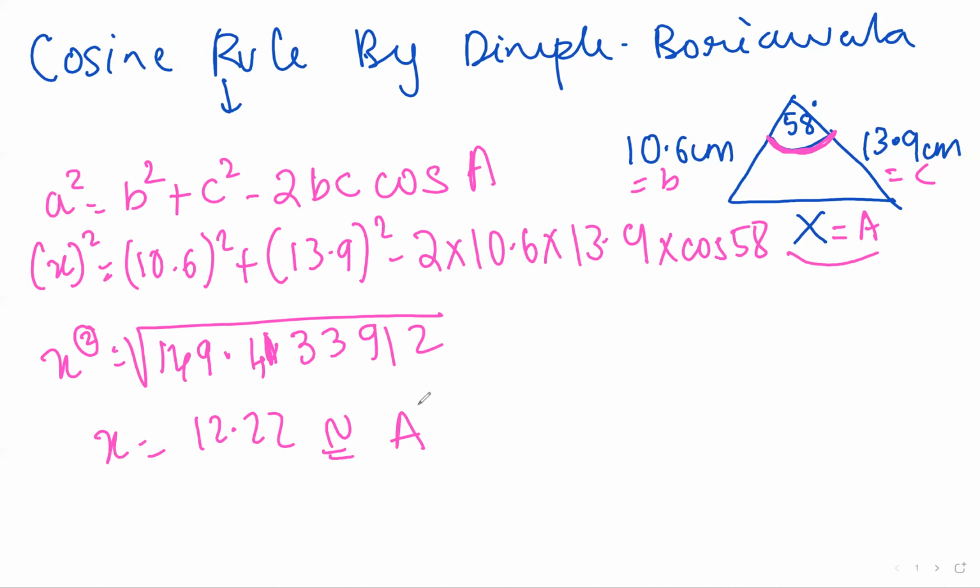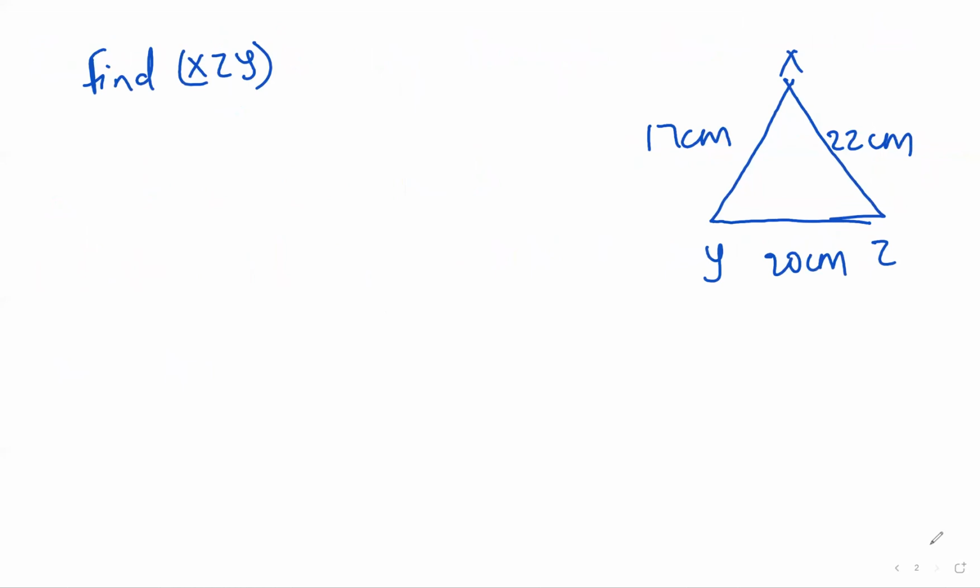Are you all with me? So x we got as 12.22 centimeters. Now next example, here they have said find angle XZY. So I have to find this angle XZY. So this is my A, cos A. Opposite to it is my side A. So I can take anything as B and C. I am taking these as B and C. Again, our formula is A square is equal to B square plus C square minus 2BC cos A.